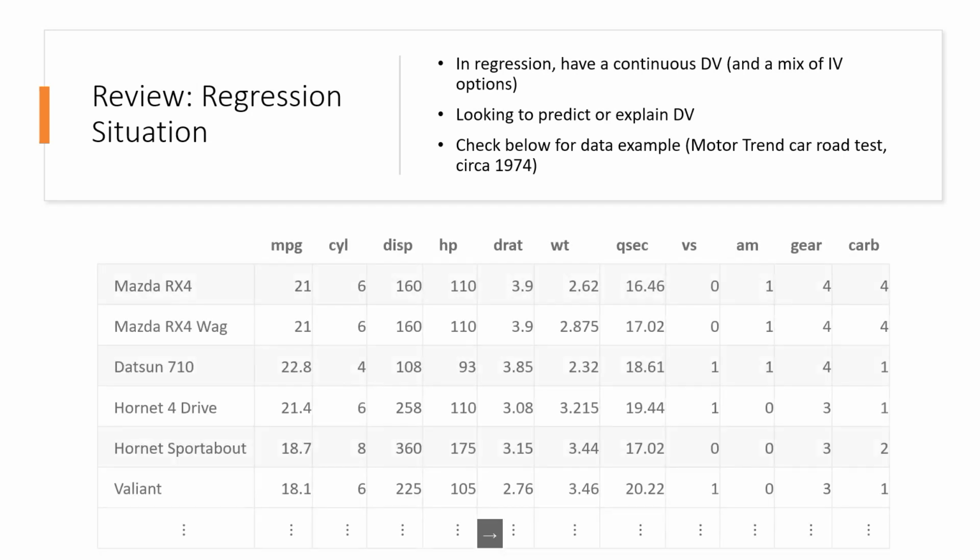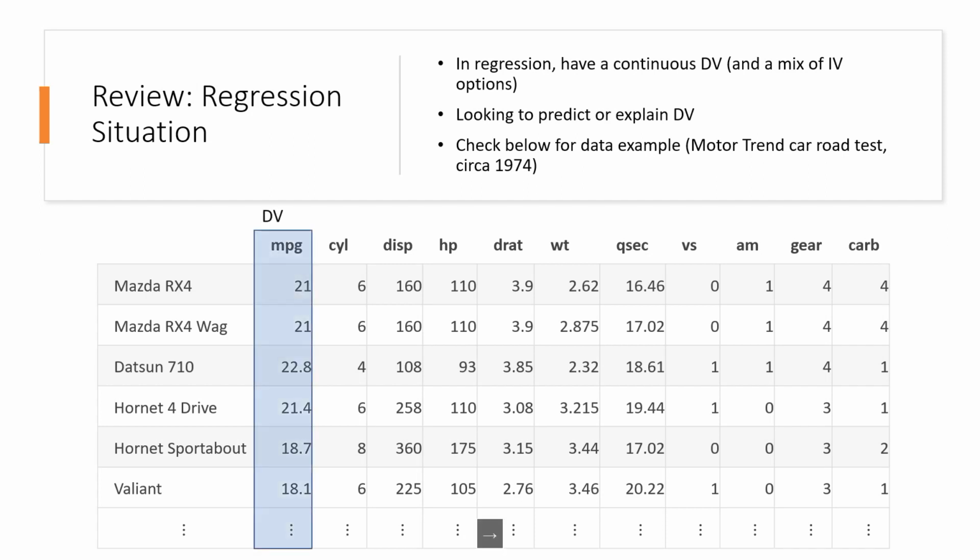And checking out a data set below, we have miles per gallon, number of cylinders, displacement, horsepower. I have no idea what DRAT is, to be quite honest with you. Weight, quarter mile times in seconds. All of these are different components as related to different cars that were captured within the Motor Trend Car Road Test circa 1974.